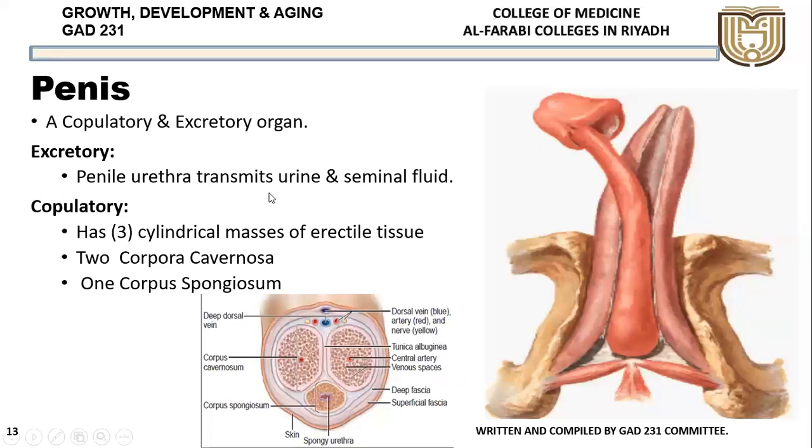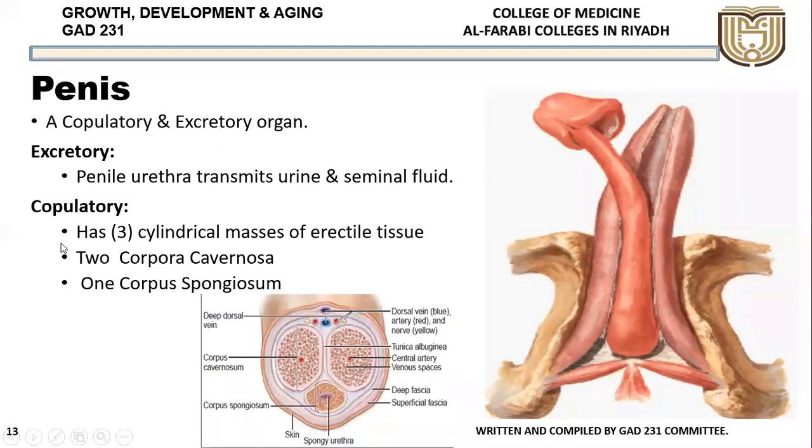Now coming to the last part, that is the penis. This is the copulatory organ as well as the excretory organ. So it does two functions in the male, copulation as well as excretion. The excretory part is through the penile urethra, which again does two functions: it transmits the urine as well as the seminal fluid. If you take a cross section, you can see here the urethra, the spongy urethra, which carries both the urine and the seminal fluid.